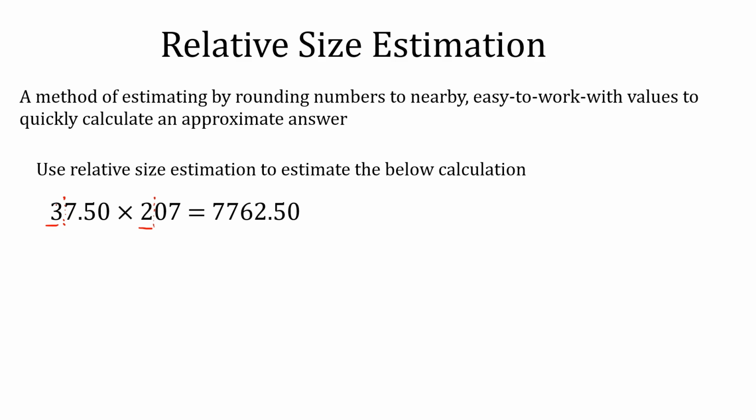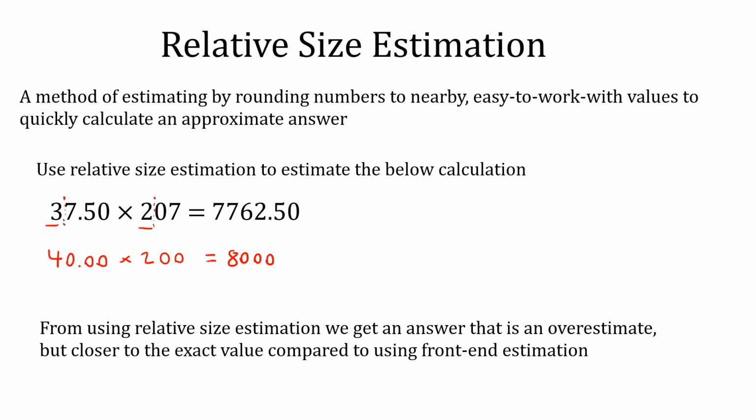So in this case, 7 rounds 3 up because 7 is greater than 5. So I simply just have 40 here. And here I have 200. 0 is less than 5, so it just rounds it down. So I'm just going to have 200. So I simply just have 40 times 200, which should be 8,000. Now, the 8,000 is closer than the 6,000 that we got from front end estimation. So technically, our relative size estimation is a lot closer. So if we're using relative size estimation, we get an answer that is an overestimate, but closer to the exact value compared to using front end estimation.